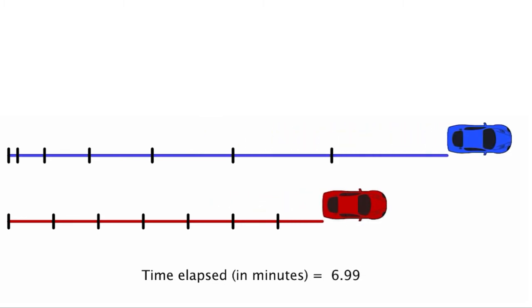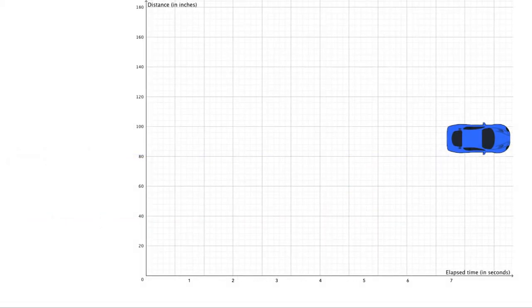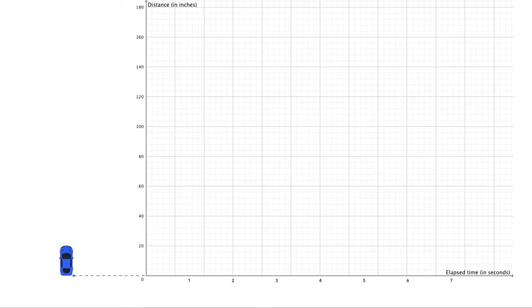To think about how to determine the average speed of the blue car over the first 5 seconds since it started moving, let's construct a graph. We will orient the car to move vertically to more easily see how this graph is constructed. We'll graph the relationship between the blue car's distance from its starting position and the number of seconds elapsed since it started moving.